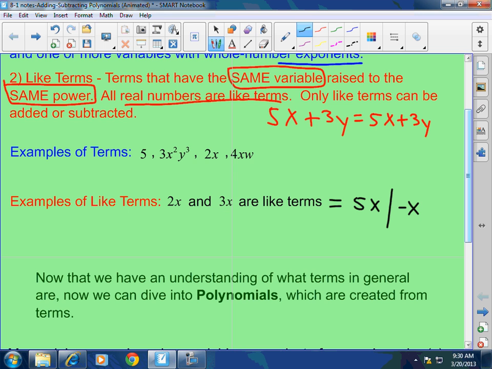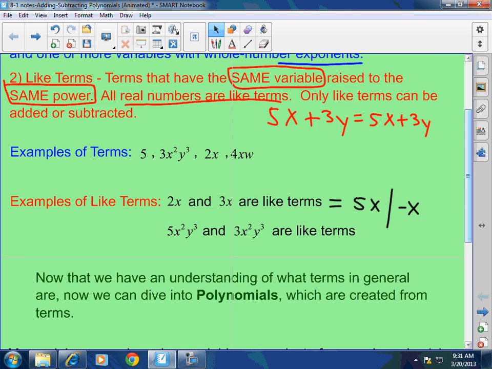Negative x. Remember, guys, 2x minus 3x, when the signs are opposite, you subtract as normal, keep the sign of the largest absolute value. Remember, that's something we learned in chapter 1, and some of us are still struggling with that. That is the only reason is because of lack of practice. Please be careful with that, my friends. Okay, another example. 5x squared y cubed and 3x squared y cubed. Those are like terms. What's 5x squared y cubed plus 3x squared y cubed?